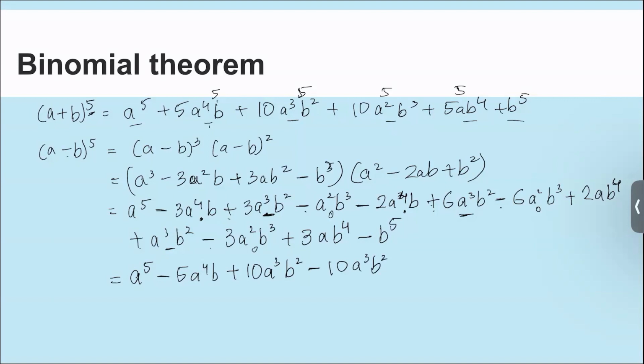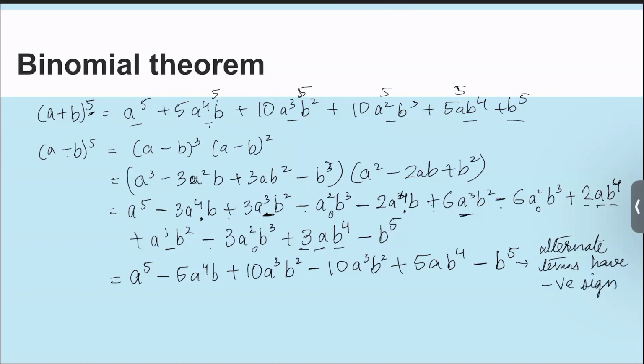Then you have 2ab raised to 4 and you have plus 3 a b raised to 4. So now both of them have the plus sign, that is 5 a b raised to 4, and you have minus b raised to 5. So over here you can see that alternate terms have negative sign.